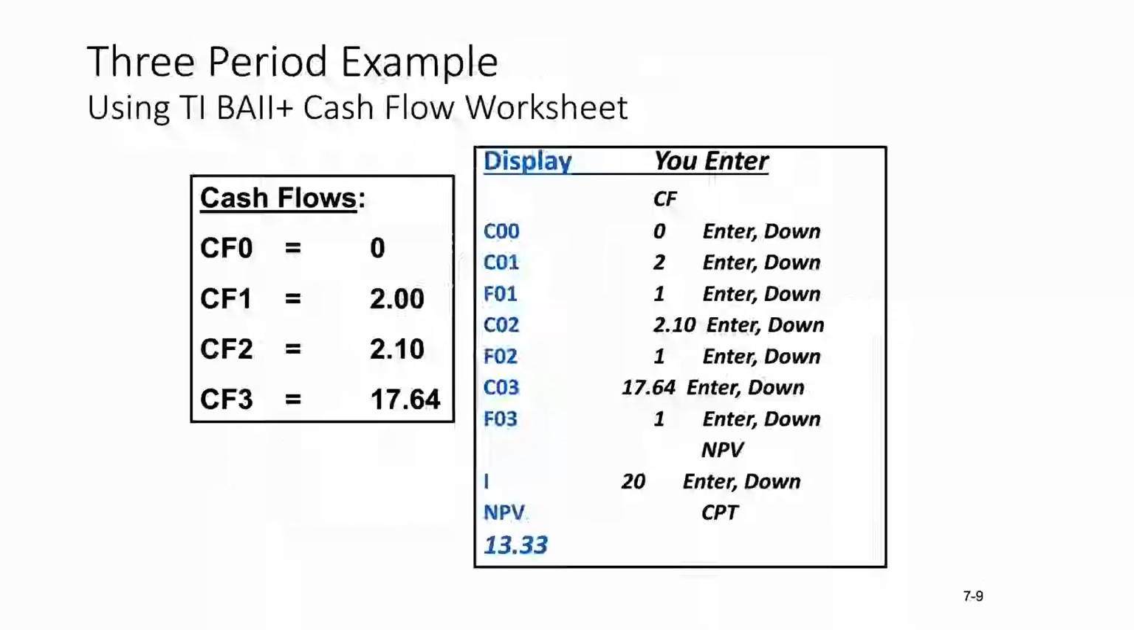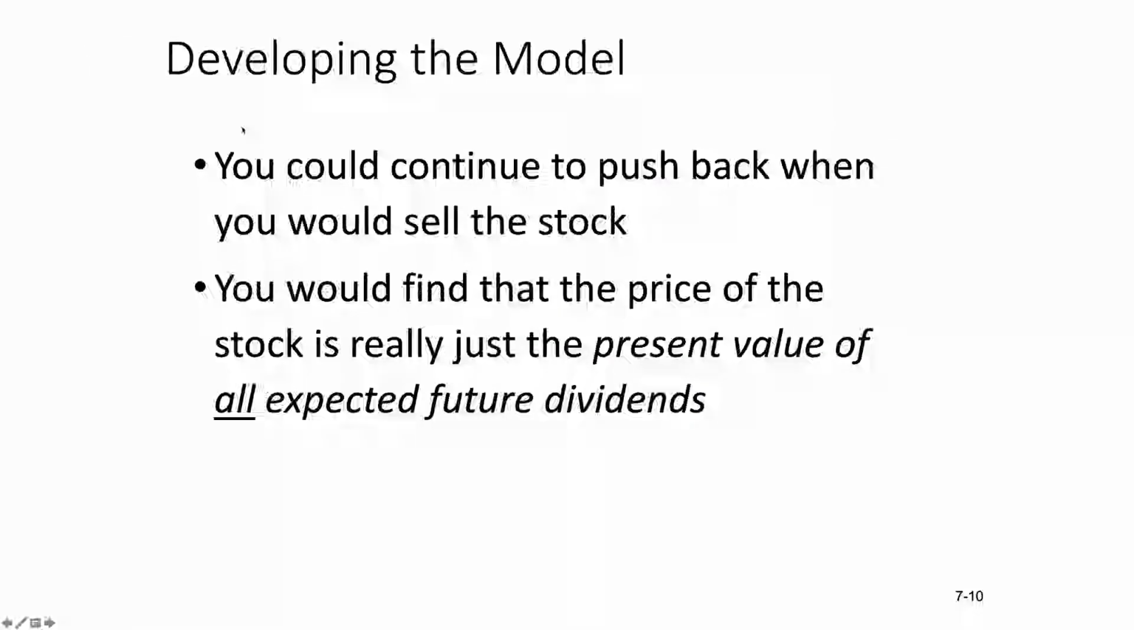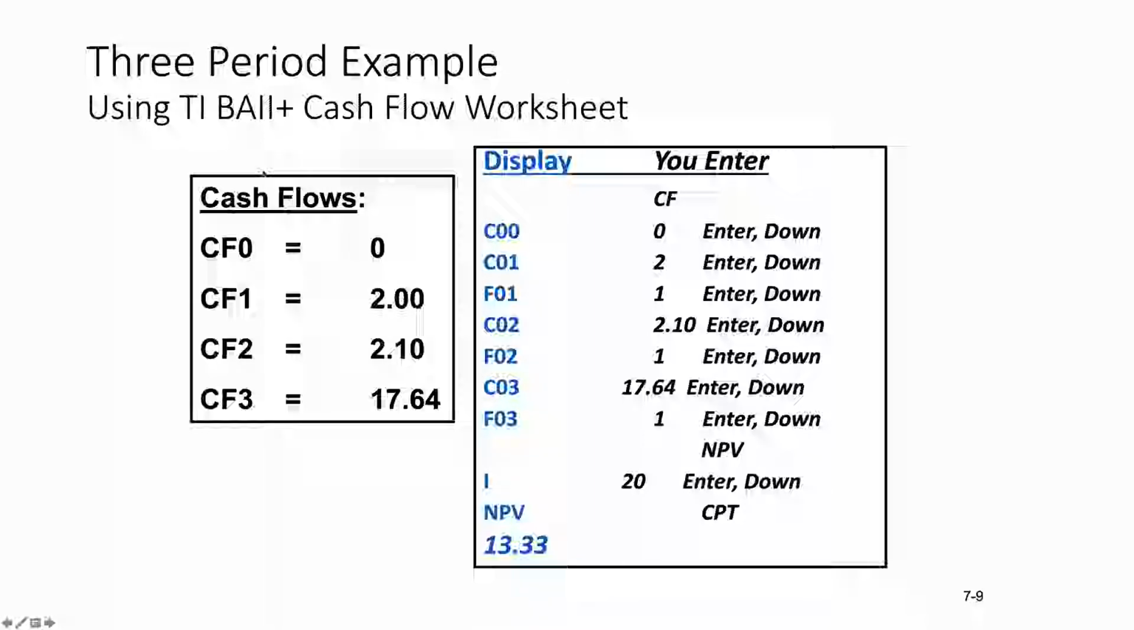As the dividend grows, in this 3-period example, we can use the financial calculator, the CF keys, cash flow keys. The current cash inflow is 0. 1 year from now, $2. 2 years from now, 2.1. At the end of the third year, you have a dividend plus the selling price, a total cash flow of 17.6.